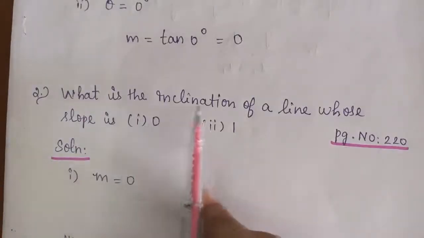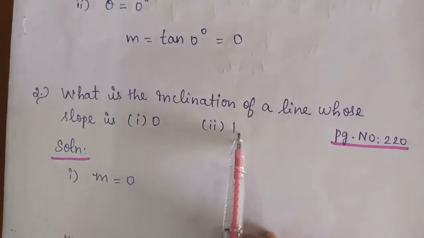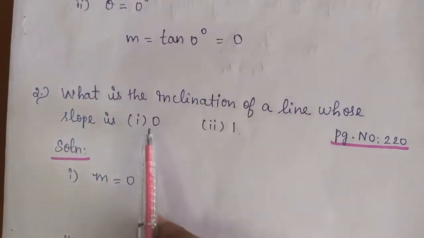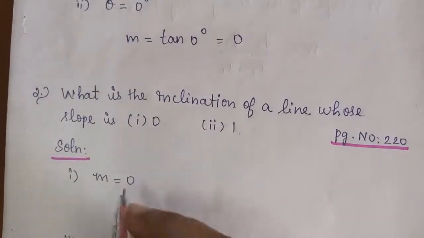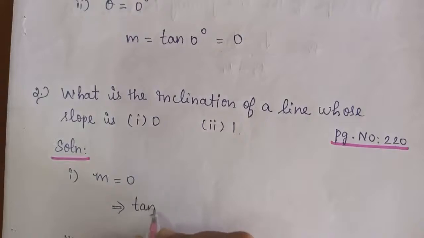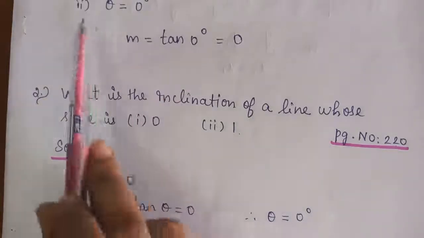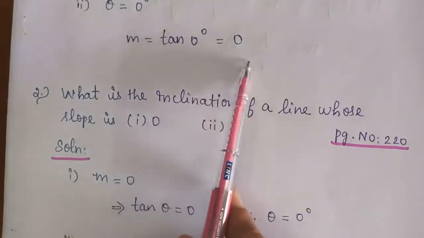Second problem. What is the inclination of a line whose slope is first subdivision 0 and second subdivision 1, which is also in page number 220. So here the slope is given, you have to find the angle of inclination, that is m is equal to 0, then tan theta is equal to 0. When tan theta is equal to 0, the theta value is 0 degree. When theta is 0, you get the slope as 0. That is nothing but the second subdivision. Here theta value is 0 degree. So tan 0 degree is equal to 0.